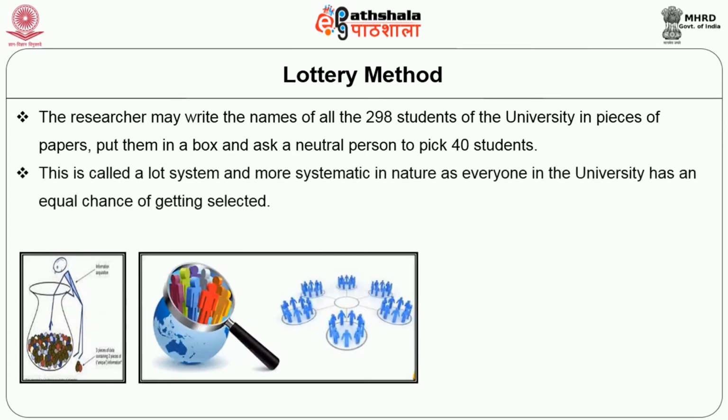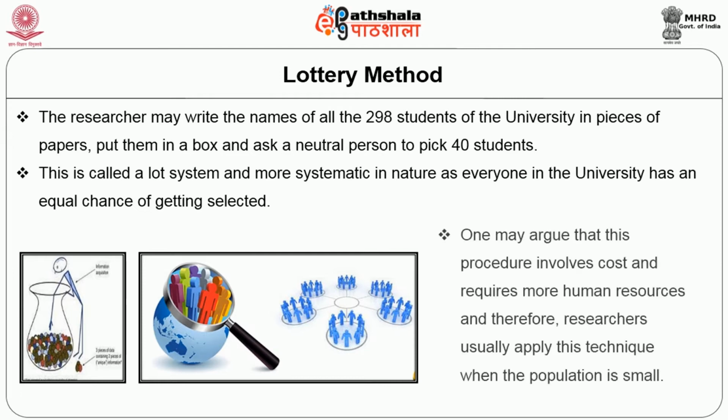This is called a lot system and is more systematic in nature, as everyone in the university has an equal chance of getting selected. One may argue that this procedure involves cost and requires more human resources, and therefore researchers usually apply this technique when the population is small.